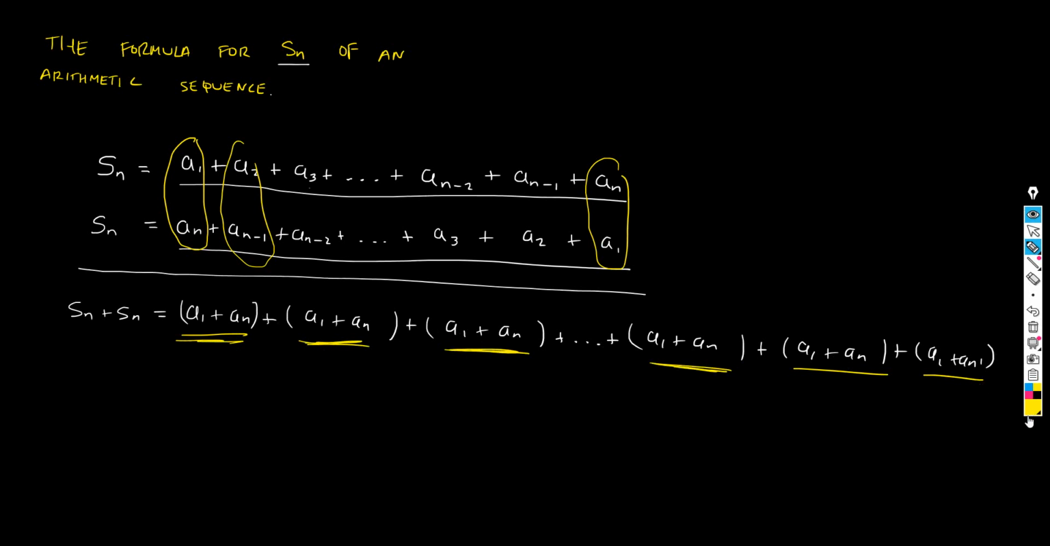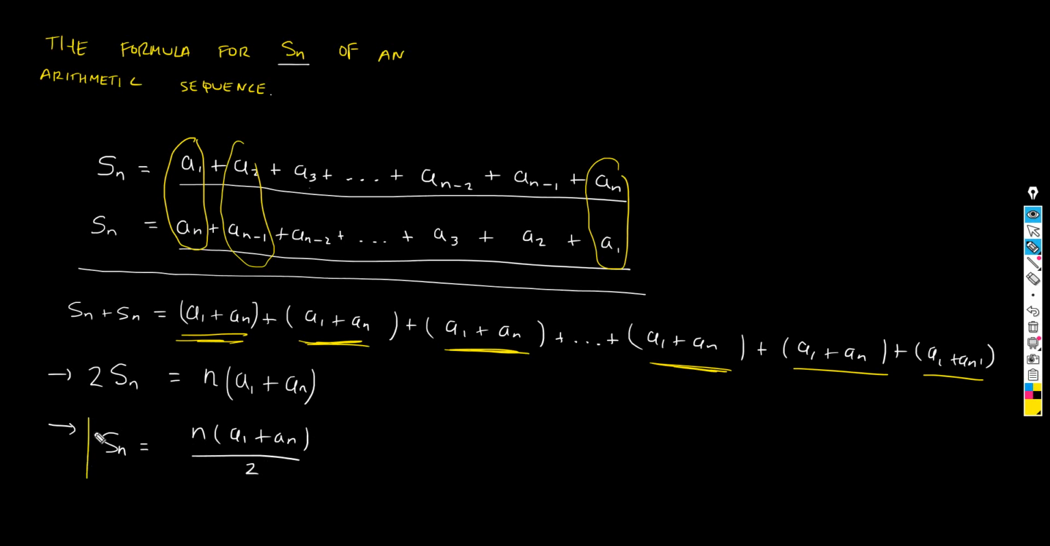And I told you also before that the way to represent that mathematically is through a multiplication, right? So all of this is equal to n times (a1 plus an). And this is clearly 2 times Sn. Finally, the final step is just dividing both sides of this equation over 2, so that we can isolate Sn, and we are done.